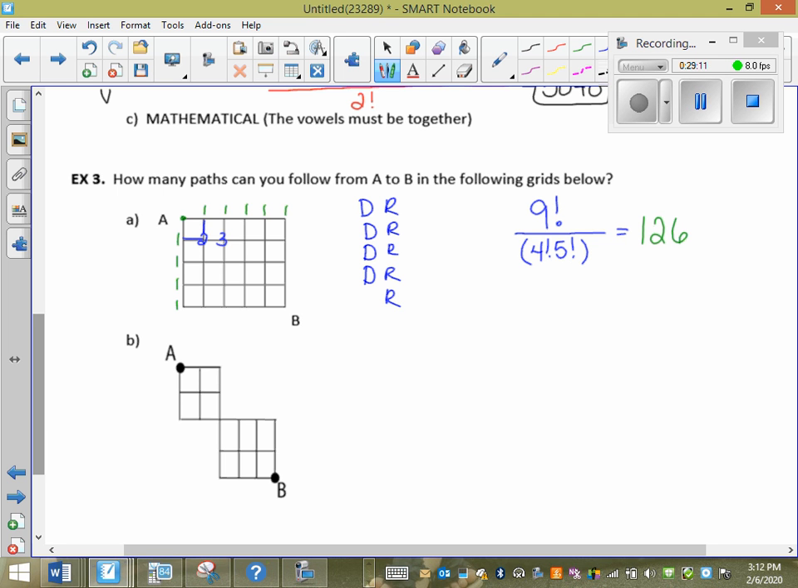3 paths and 1 path, total of 4. 4 paths, 1 path, 5. 5 paths, 1 path, 6. 1 path, 2 paths, 3. 3 and 3 is 6. 6 and 4 is 10. 10 and 5 is 15. 15 coming in and 6 is 21. 1 and 3 is 4. 4 and 6 is 10. 10 and 10 is 20. 20 and 15 is 35. 35 and 21 is 56. 4 and 1 is 5. 10 and 5 is 15. 35, 70. 126.